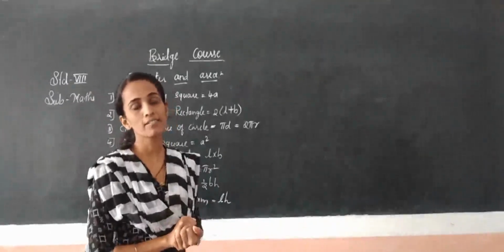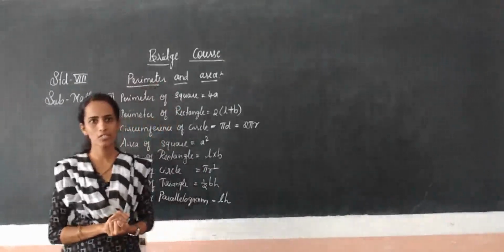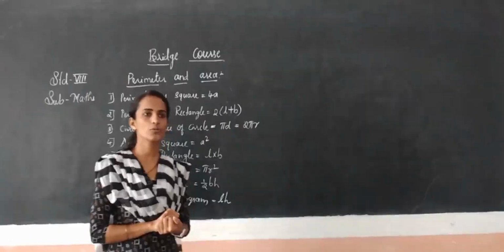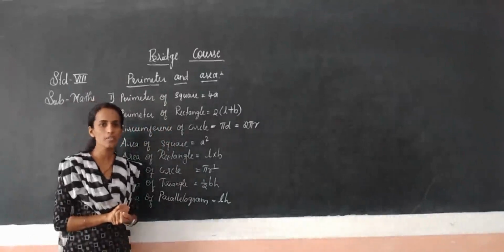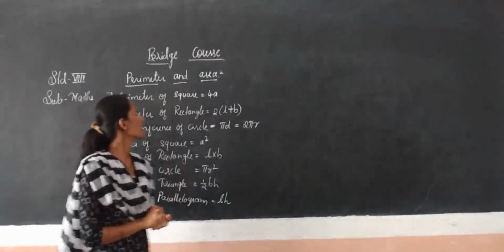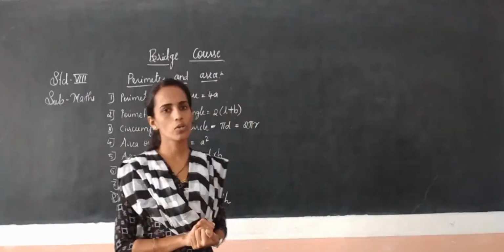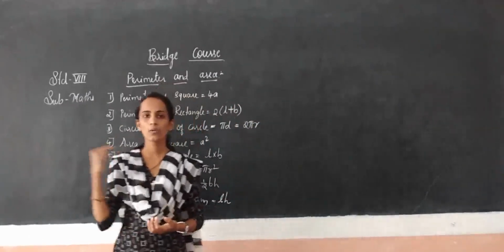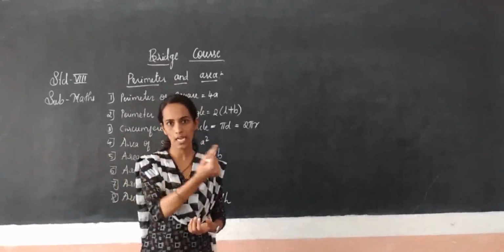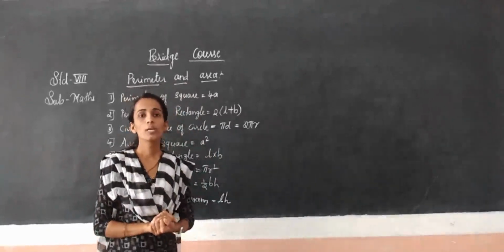In the previous class we studied rational numbers, and in today's class we are going to study the areas and perimeter of figures. So what is the perimeter and area here? Perimeter means, if a particular area is given, we have to calculate the edge. So the edge we have to measure here.